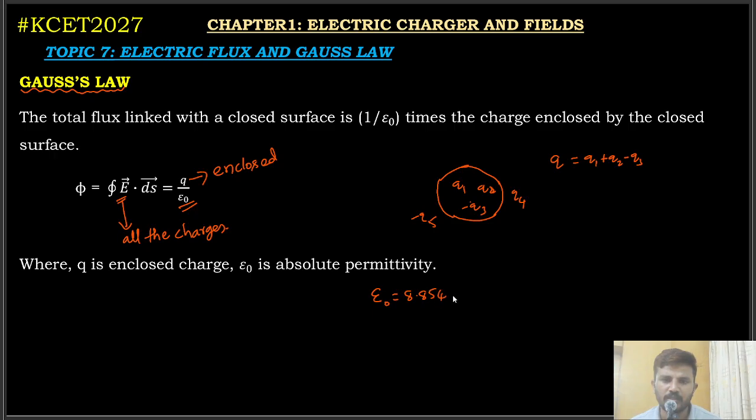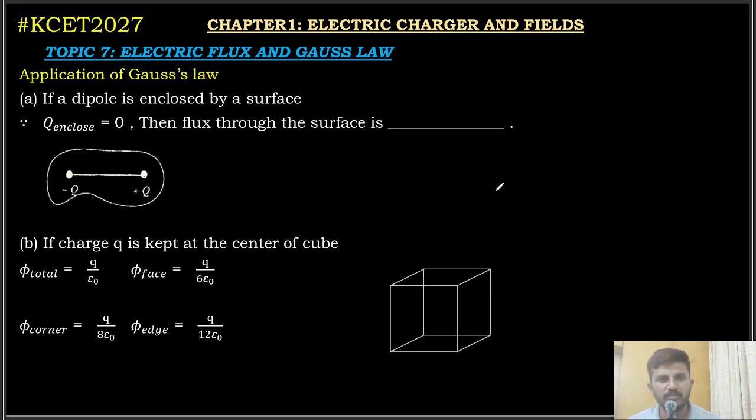where epsilon naught is absolute permittivity whose value is 8.854 into 10 to the power minus 12 units. You can write farad per meter, or in terms of Coulomb and Newton. Okay. Next, this is a very important statement. Do remember. Based on this, we have some applications. We have derivation based applications also.